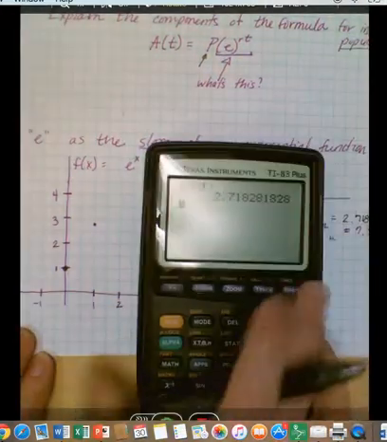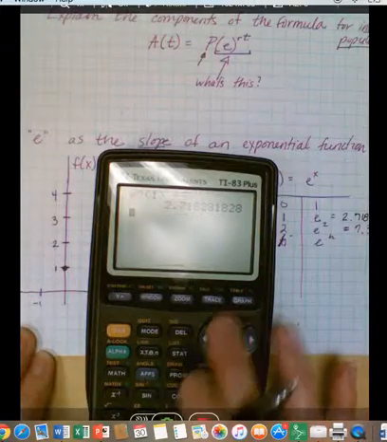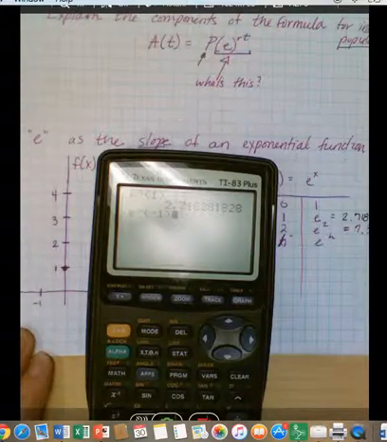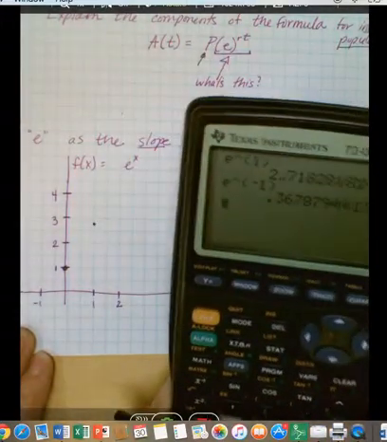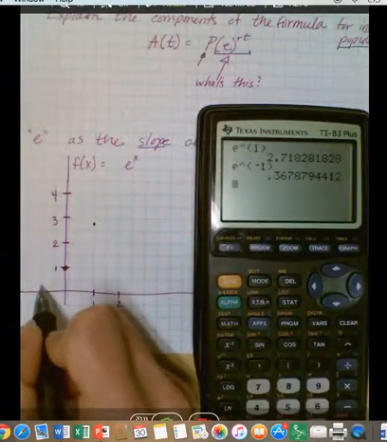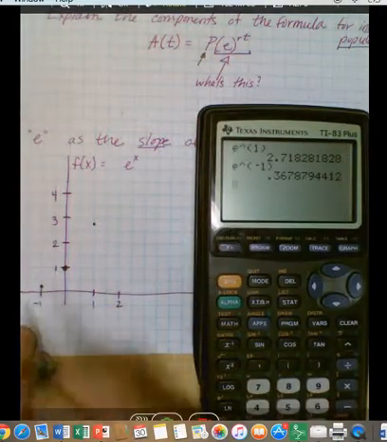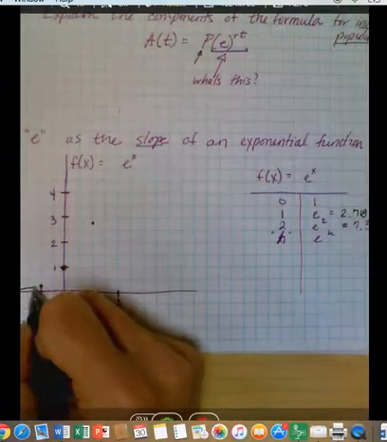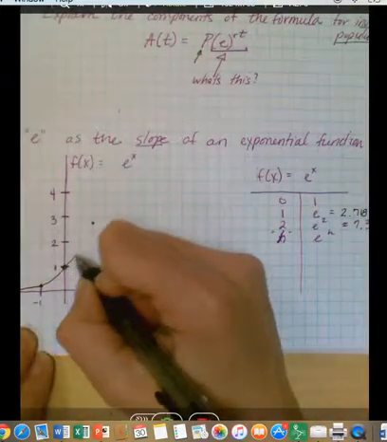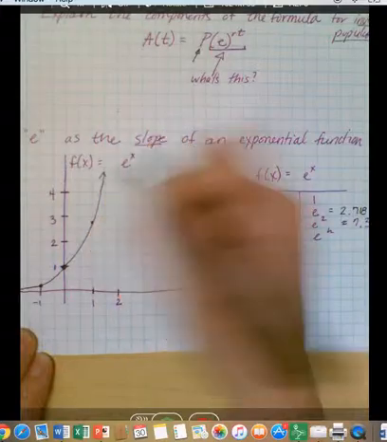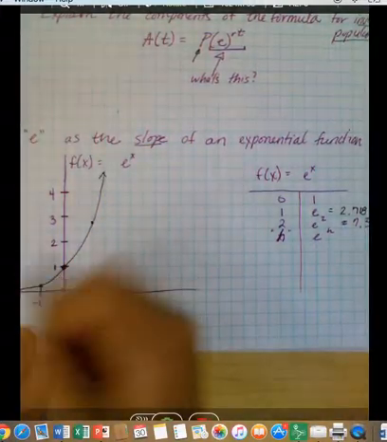And then e to the negative 1 is 0.3678. We're going to come down, so it looks like it's less than half-ish. And then it's an exponential function with an asymptote, so as x approaches negative infinity, it's going to have to head off in that direction, right?